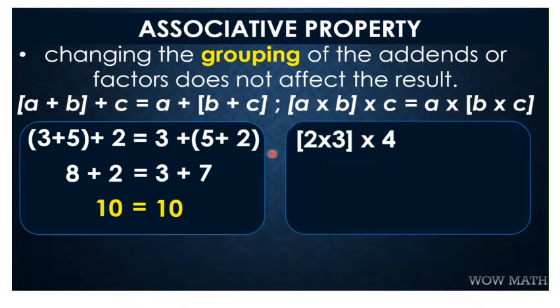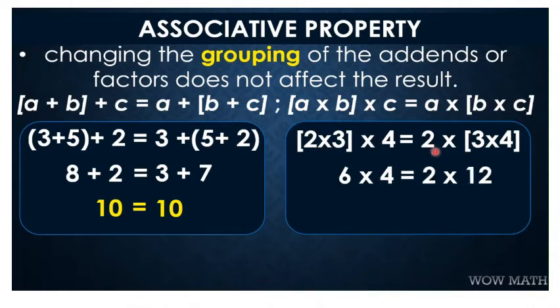Let's have multiplication. So, I have here the quantity of 2 times 3 times 4. So, kung i-apply natin ang associative property, that will become 2 times, ito na ngayon ang magka-group, si 3 times 4. Okay? So, let us solve. 2 times 3, that is 6. And then, bring down 4 equals 2 times 3 times 4, that is 12. Okay, so magkaiba ulit sila.